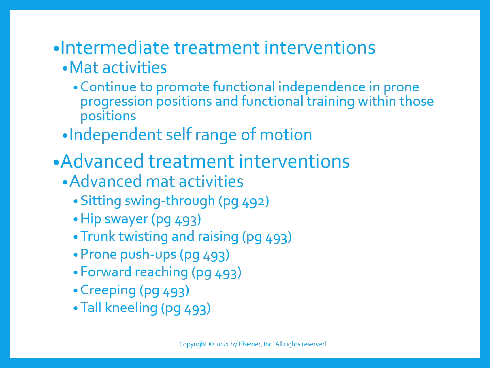So our initial treatment is going to involve getting the patient into those various positions that we discussed. And then we want to progress to transitioning them between those positions and then keeping them holding those positions independently while we superimpose some other kind of movement, whether that's upper extremity motion or reaching, or we're incorporating weight shifts so that we're getting trunk movement. But it's a progression of motion within each of those positions that we discussed on the last slide. So we'll continue to promote functional independence in prone progression positions and functional training within those positions. And we want to promote independent self-range of motion.